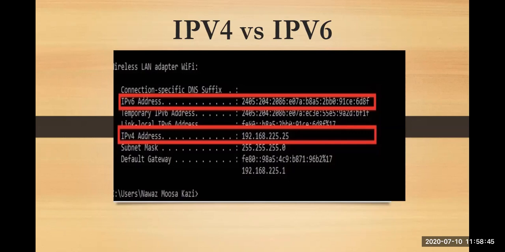So in the example here I've given IPv4 and IPv6. IPv4 is a 32-bit IP address and IPv6 is 128-bit. So when I talk about IPv4, it is a numeric addressing technique where you divide your binary bits with dots. When I talk about IPv6, it is an alphanumeric addressing technique, and here you separate your binary bits with colons.